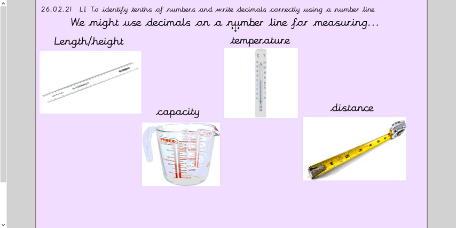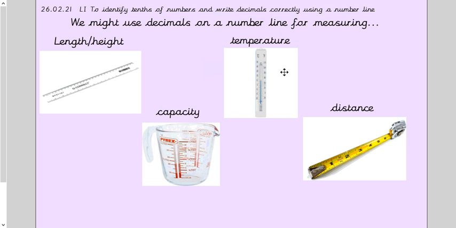So we might use decimals on a number line for measuring length or height. If we measure the length or the height of something, we might use a ruler, and we use a number line with decimals on it for that. If we're measuring capacity, that just means how much liquid can fit in something. You might have a measuring jug at home, and you'll see on the side there's like a number line and they can have decimals on it.